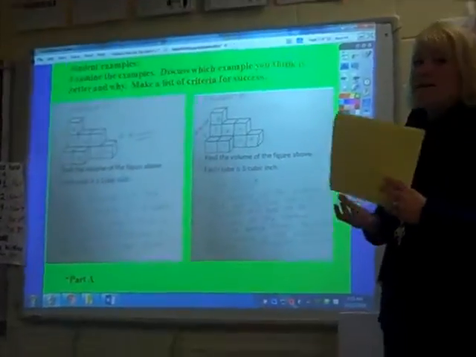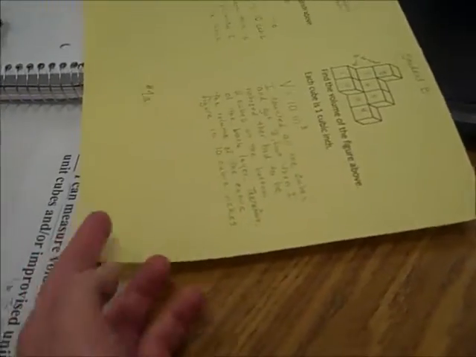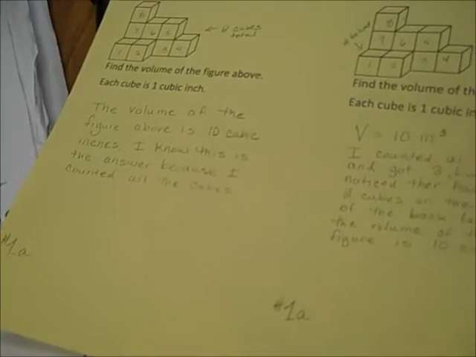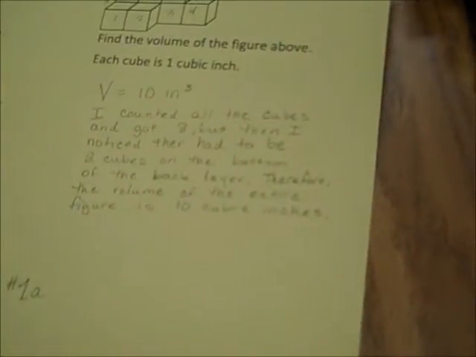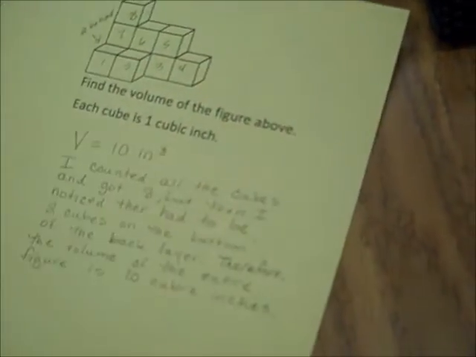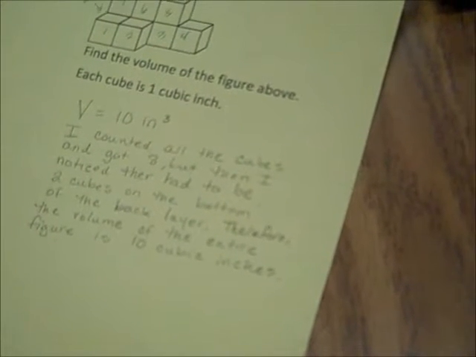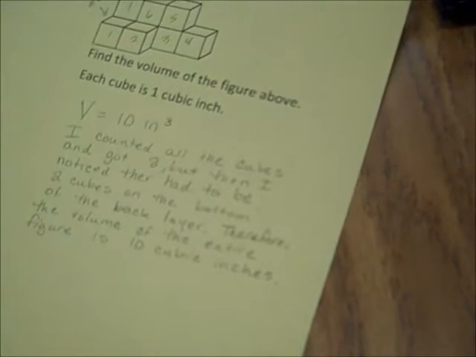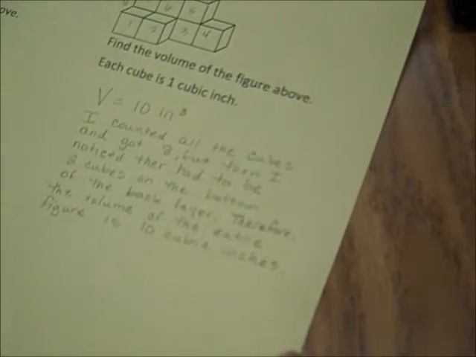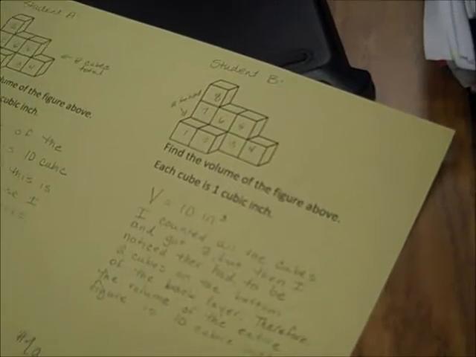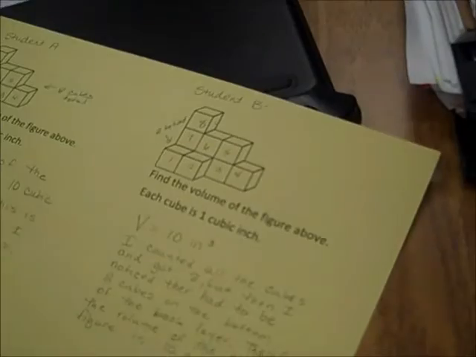So, you think student B explained it better because student A just said, I know it because I just counted them. But student B explained why 6, 7, and 8 couldn't just be floating. So there would have to be 2 more behind them, holding them up. So what would the success criteria be then for what makes this better? If it was on a rubric, what would I have to do to be really good at it?